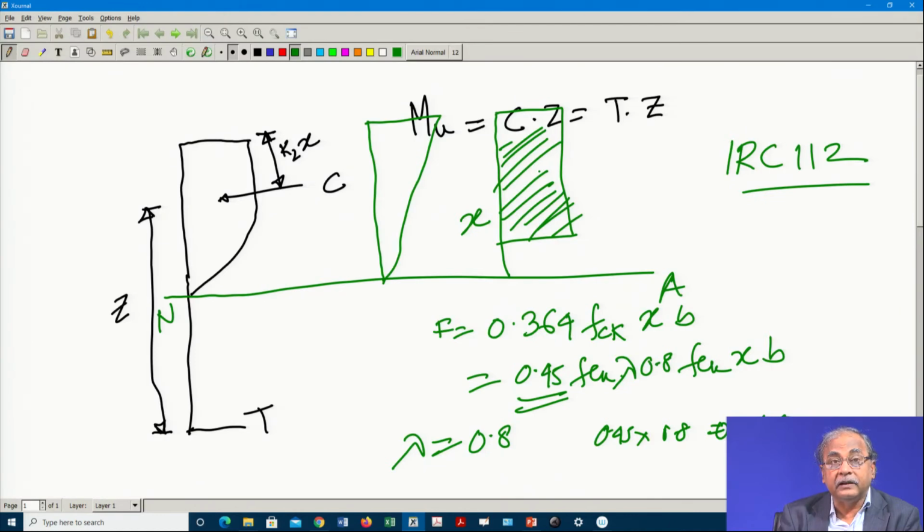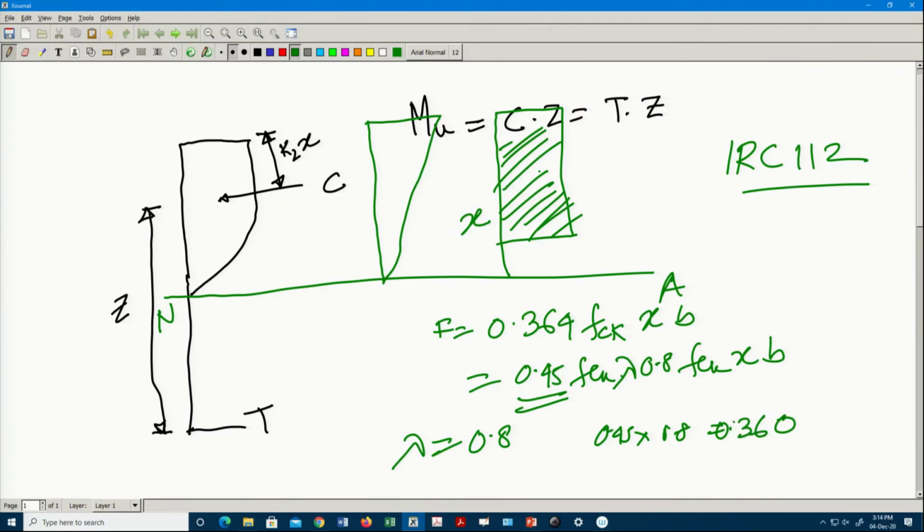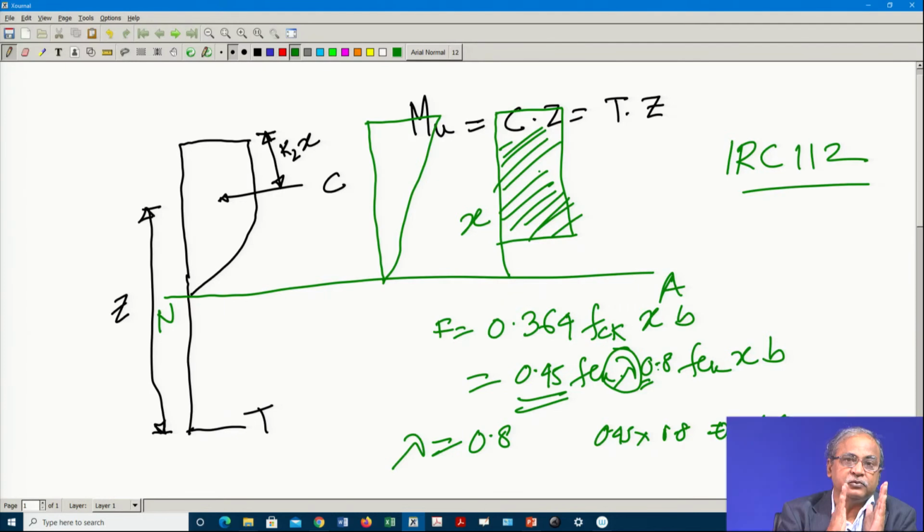Our objective here is that instead of going for the rectangular parabolic one, we go for a rectangular one with certain adjustment. And lambda equal to how much? This lambda, whatever we have written here, is equal to 0.8. So, that way we can adjust, that means 0.36 we shall keep the same, only making it a little less, so that I can get an equivalent rectangle, which will be easy to calculate also.